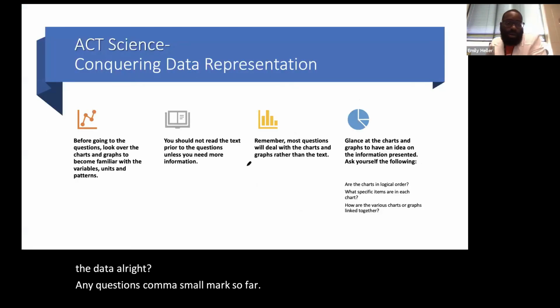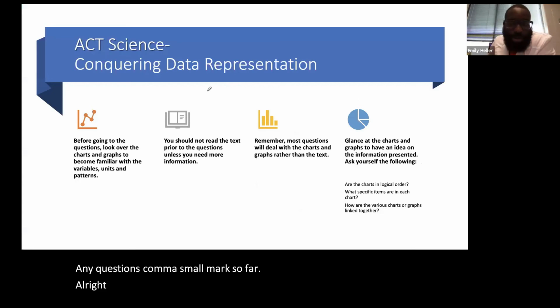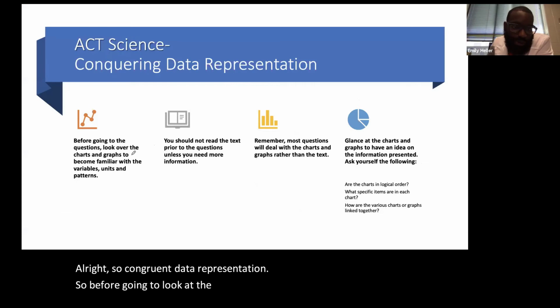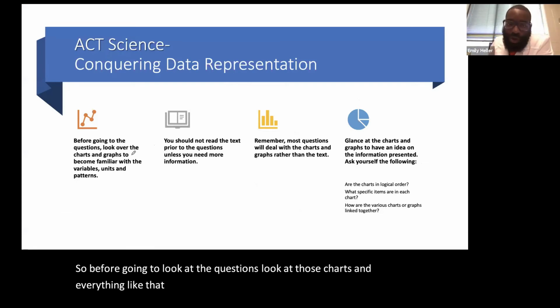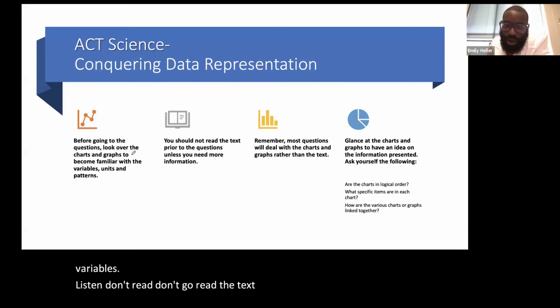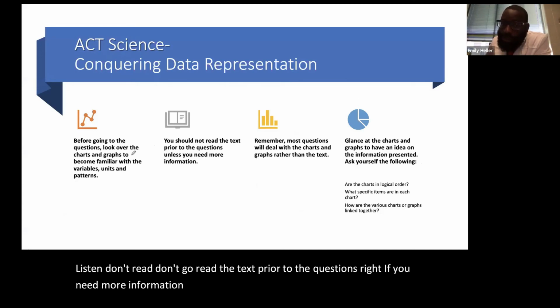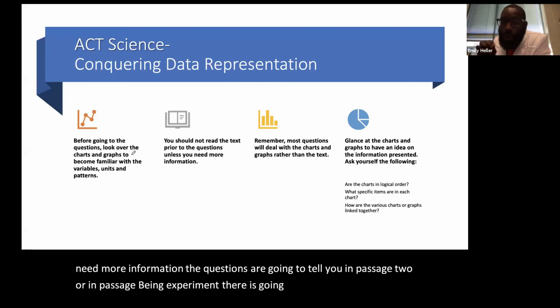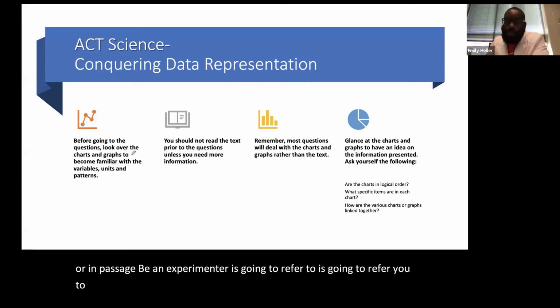All right. So, conquering data representation. Before you look at the questions, look at those charts and become familiarized with those charts and those variables. Listen, don't go read the text prior to the questions, right? If you need more information, the questions are going to tell you, in passage 2 or in passage B, an experiment is going to refer you to where to go and look. So take advantage of those time savers there.